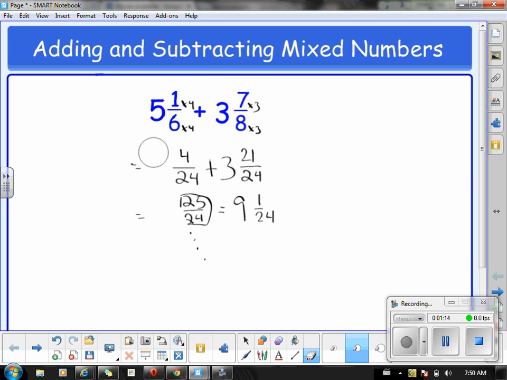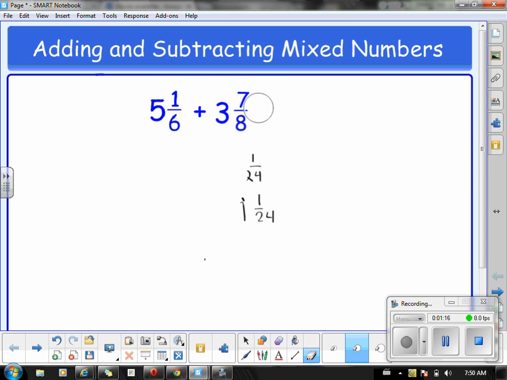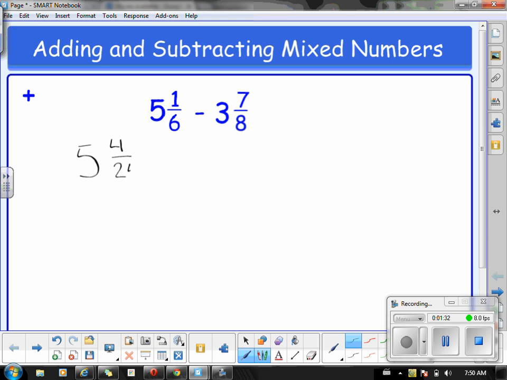Now, the problem occurs if I were to subtract these two numbers. Most of the time you can do the same thing for subtracting. In some cases you can't, and you're going to see why in a second. So, start off the same way. 5 and 4 over 24 minus 3 and 21 over 24. I can subtract 3 from 5, but I can't say 4 minus 21. And because we're subtracting, we can't just flip it and say 21 minus 4. Subtracting doesn't work that way.